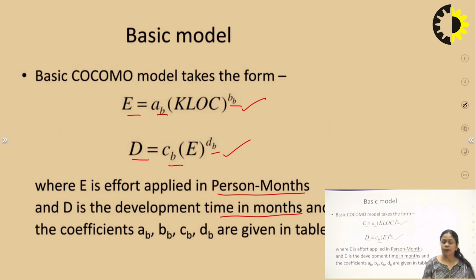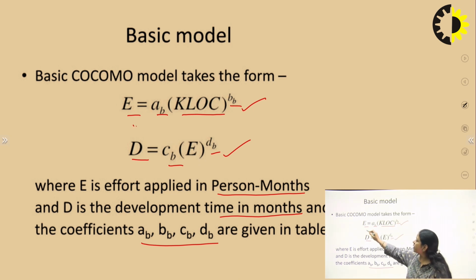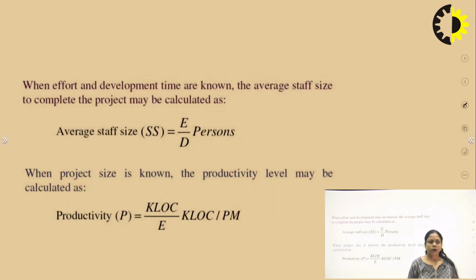So we have different coefficient values here. Fine. And here we need the size of the project. We put the size of the project here, and then we can estimate or calculate the value of effort. Then with the help of this effort value, we can calculate development time also.